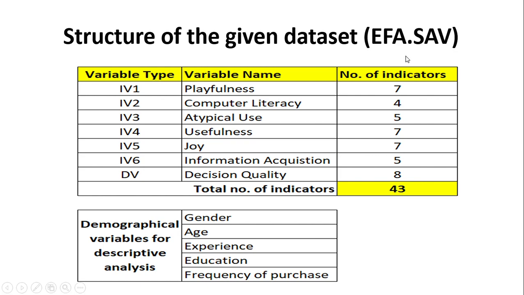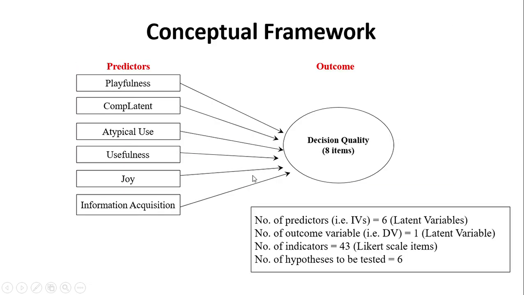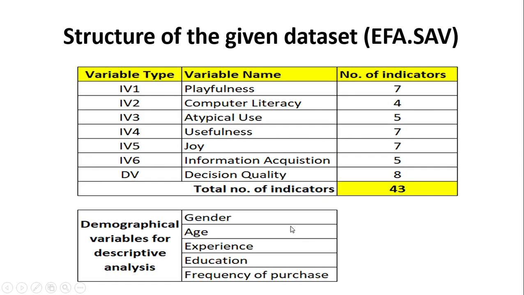EFA.sav. SAV is the file extension that you use to create a file in SPSS. We have 7 Likert scale items for playfulness, which is my first IV, and similarly 8 Likert scale items for another latent variable, that is decision quality. And what is the role of this variable in my model? That is the outcome variable that you would like to predict. Besides that, we have also 5 demographical variables in the model, that is gender, age, experience, education, and frequency of purchase. And the objective of using these demographical variables in the data set is for the sole purpose of performing descriptive analysis.